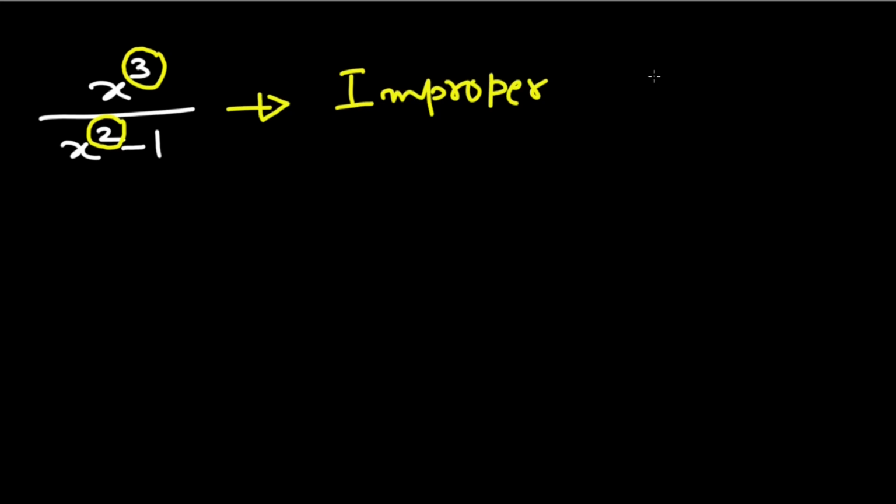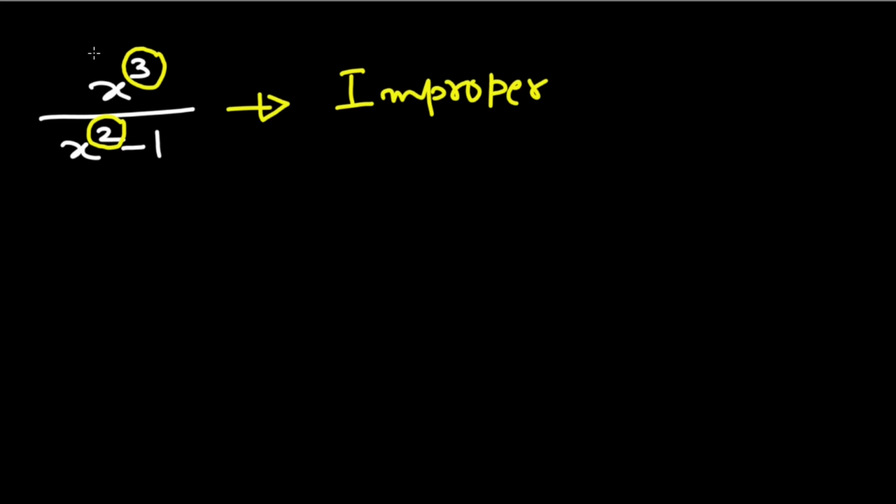Resolve x cube by x square minus 1 into partial fractions. Here the degree of x cube is 3 and that of x square minus 1 is 2. Since the degree in the numerator is greater than the degree in the denominator, this rational function is an improper fraction. In order to resolve this improper fraction into partial fractions, we have to do the long division process.